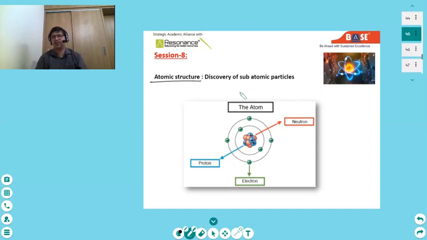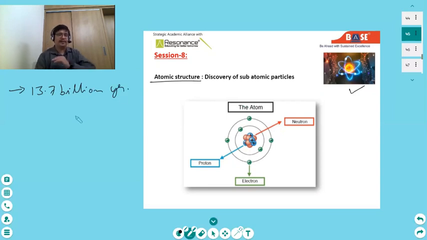So the atom, when you see it on Google, looks somewhat like this. Now, before coming to this image, the concept of the atom came into existence 13.7 billion years ago.